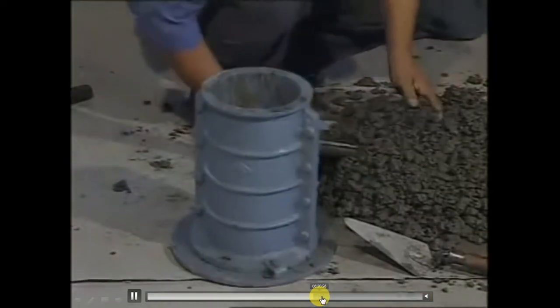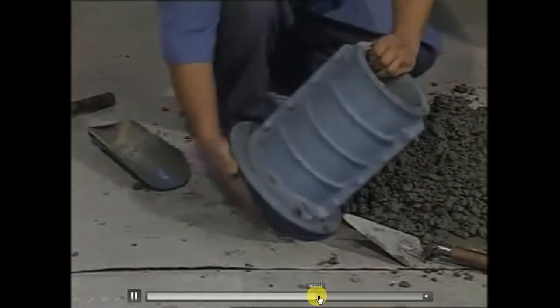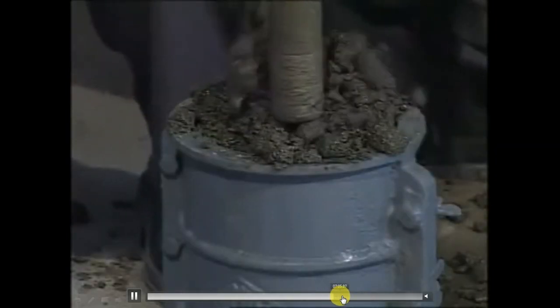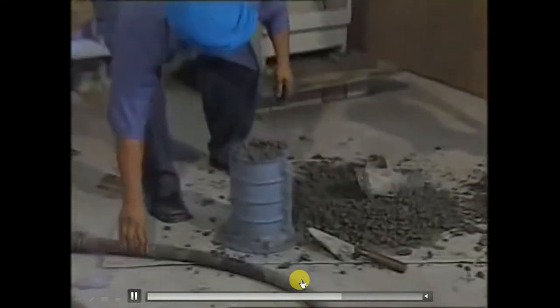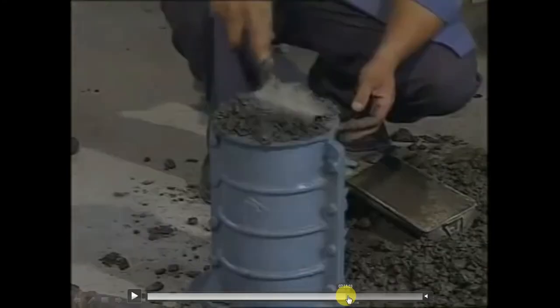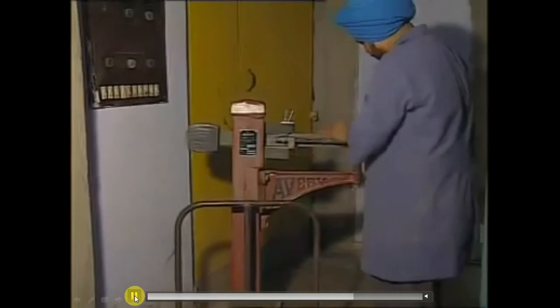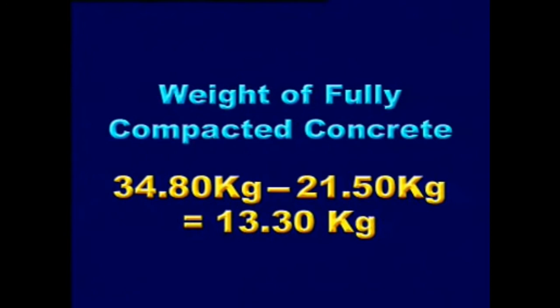Next, once again, all the concrete in the cylinder has to be dropped to the surface, and then the concrete has to be filled in three layers. At every layer we have to compact it. Now once again the top layer has to be neatly leveled, and we should take the weight of the cylinder plus concrete.